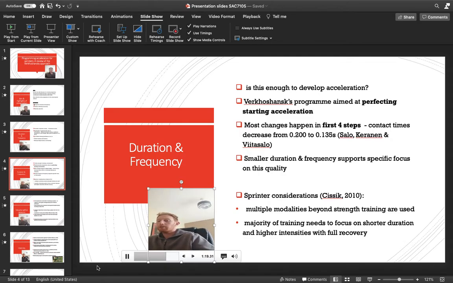quality. Some extra considerations is that we have to consider that extra modalities are being deployed by sprinters beyond just their weight room training. So they're also doing other work on the track to develop acceleration, and as well as that, they have to focus on doing the majority of their training at high intensity, short duration, with full recovery. So this particular program may well allow us to support that too.